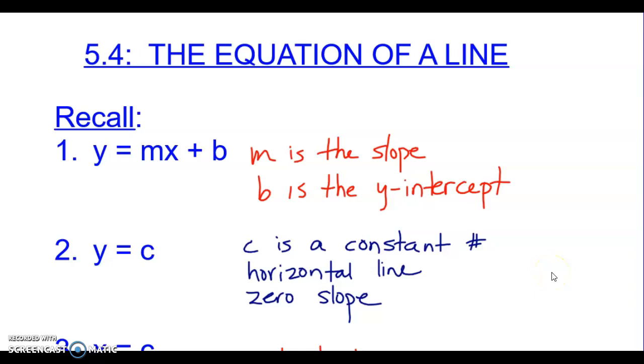Hello, today we are talking about the equation of a line. So let's recall the different formats that we have seen previously. We saw slope-intercept form, y equals mx plus b. Here in this format, I know that m is my slope, b is my y-intercept.